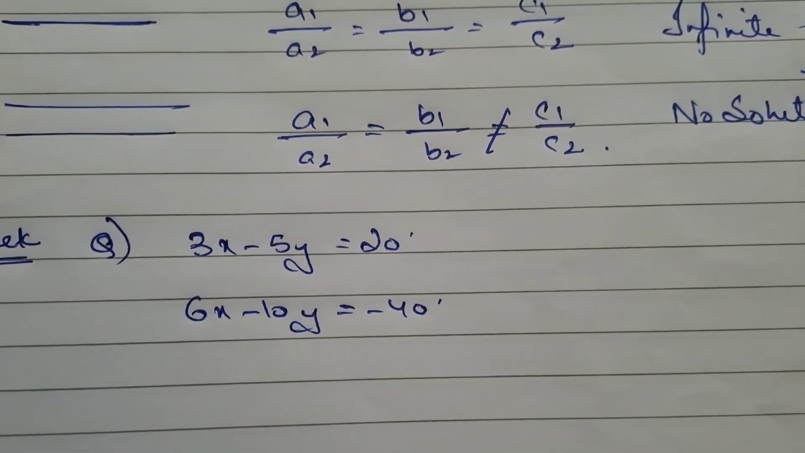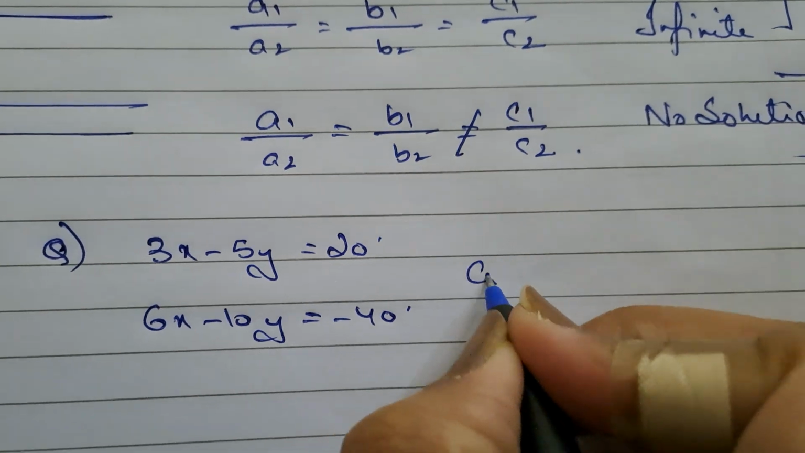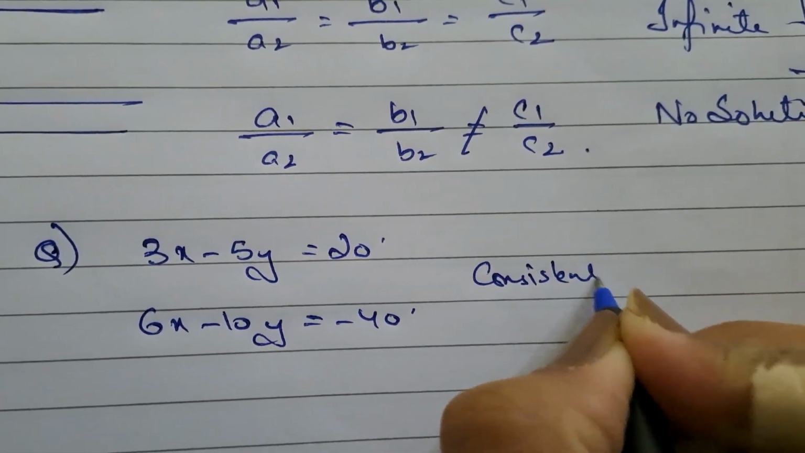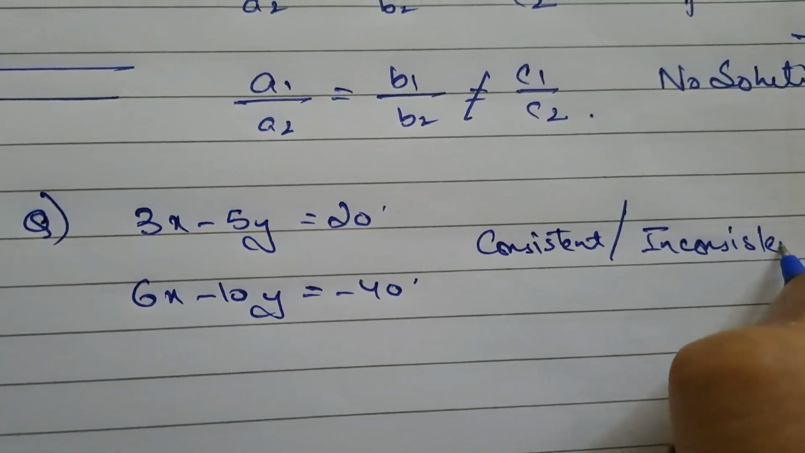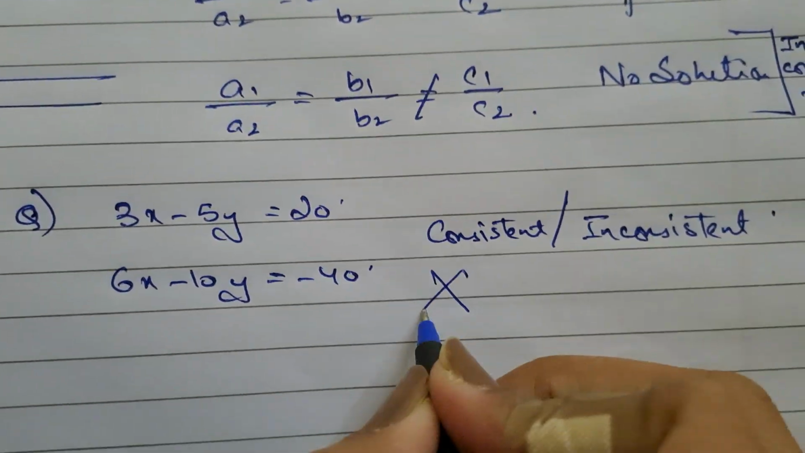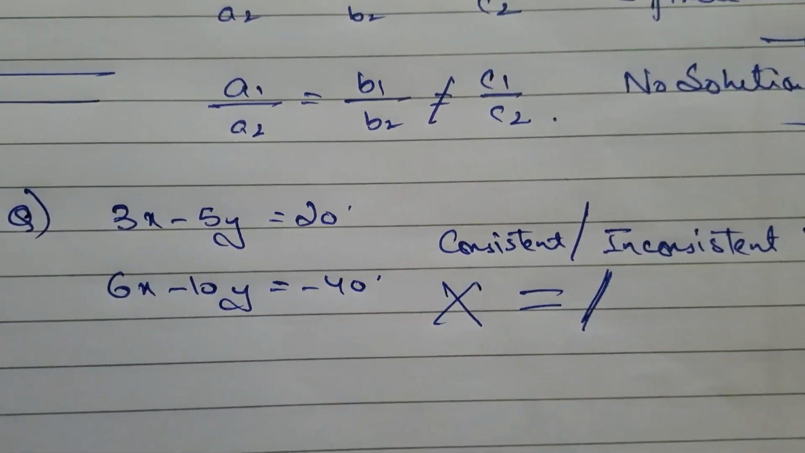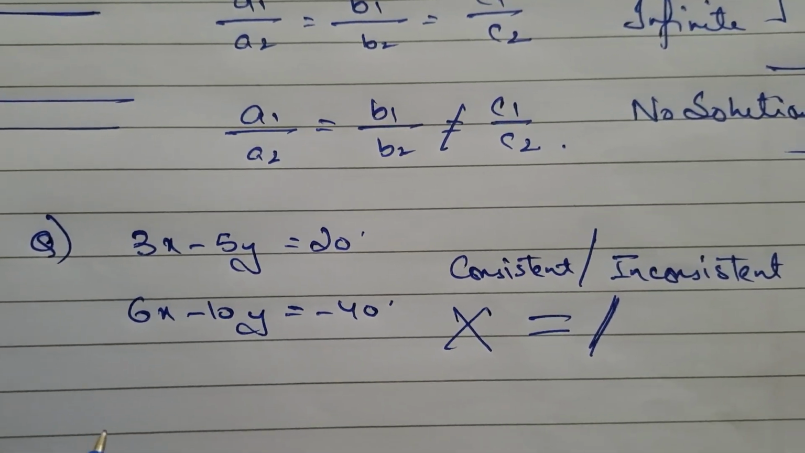So what is the thing that I'm supposed to do to find out if they are consistent, or inconsistent, or what type of lines they are: intersecting, parallel, or coincident lines? I need to check the ratios for them.